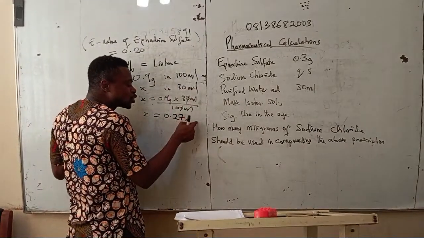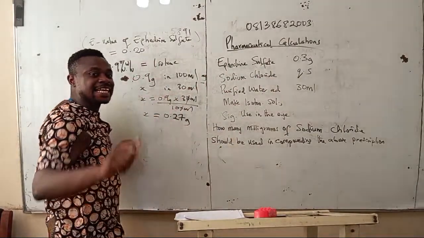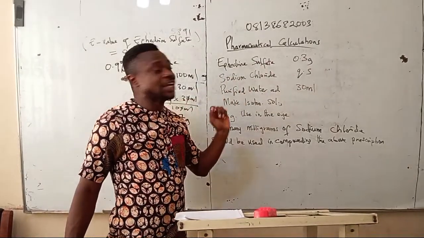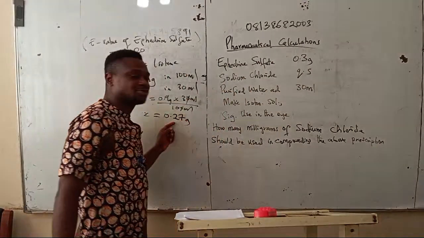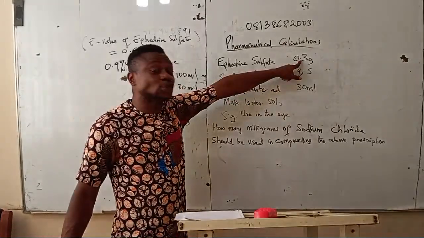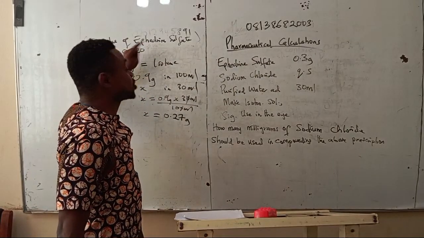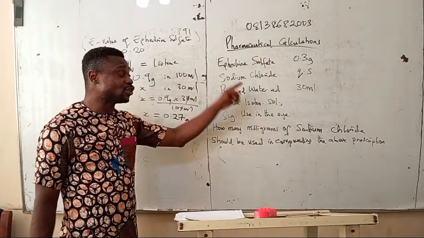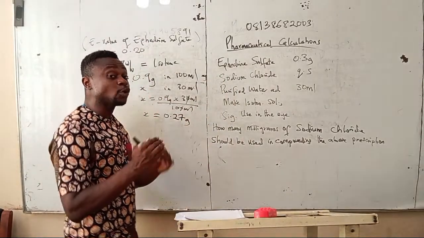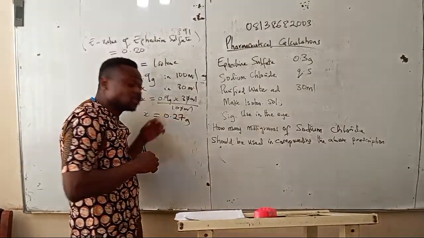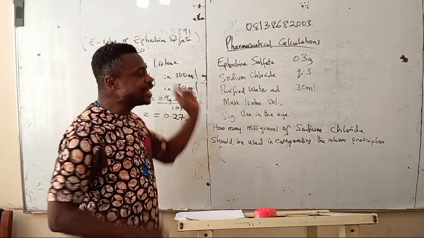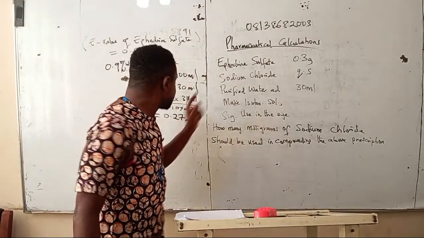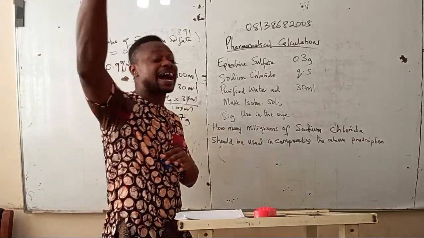If 0.27 gram of sodium chloride in 30 ml is isotonic, let us know the amount of sodium chloride represented by this ephedrine. For this solution to be isotonic, if we convert this to sodium chloride using the sodium chloride equivalent of ephedrine sulfate, it must give us 0.27 gram. If it's less than 0.27 gram, that means this solution is hypotonic. That means we need to add extra sodium chloride to make it equal to 0.27 gram, making it isotonic. But if after converting this to sodium chloride using this E value, we realize that it's above 0.27 gram, that means it is hypertonic.